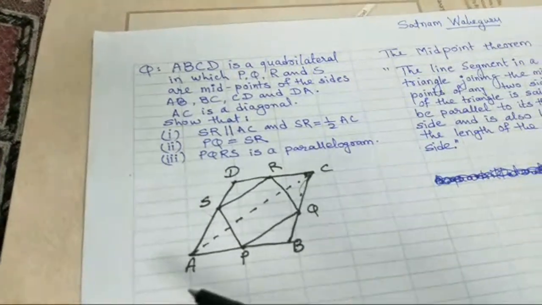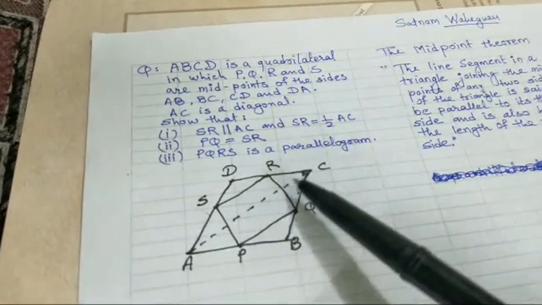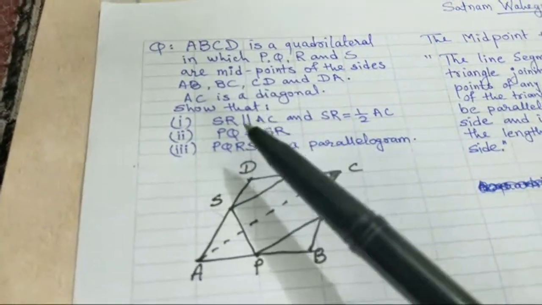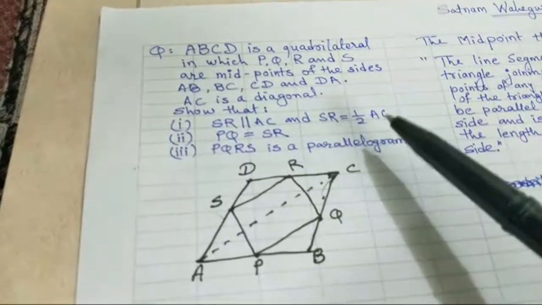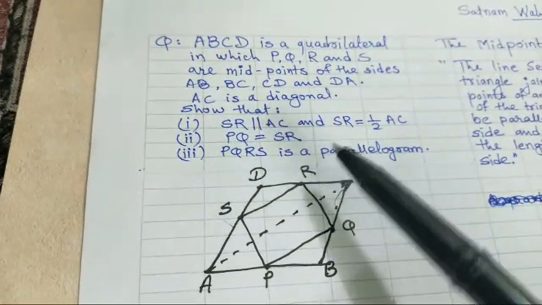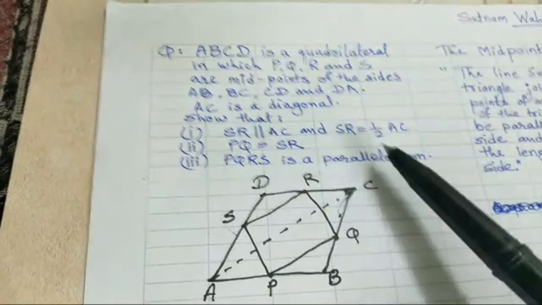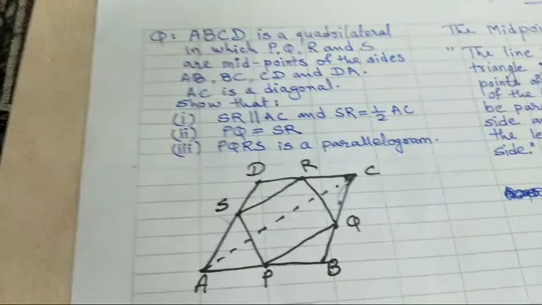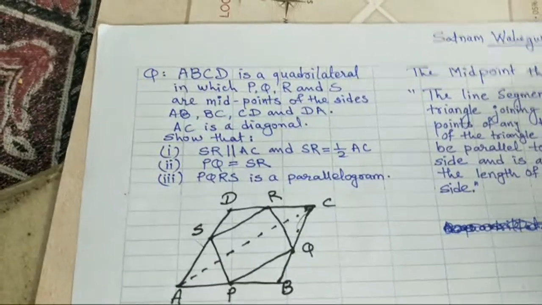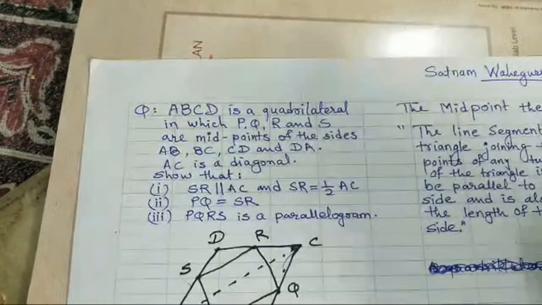sides, and AC is a diagonal. Okay, and we have to prove these three things. SR is parallel to AC and SR is equal to 1 half AC. The second thing we need to prove is PQ is equal to SR, and third thing is PQRS is a parallelogram. We can identify that if the question contains something like midpoints, it is most probably based on the theorem of midpoint, which we call the midpoint theorem.